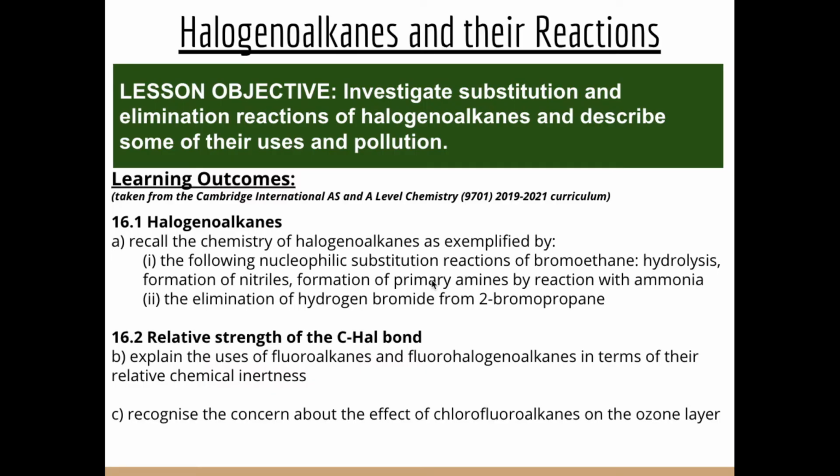That's it for our first lesson looking at the halogenoalkanes. What have we done? Recall the chemistry of halogenoalkanes is exemplified by the following nucleophilic substitution reactions of bromoethane: hydrolysis, formation of nitriles, formation of primary amines by reaction with ammonia, and the elimination of hydrogen bromide from 2-bromopropane. Then we explain the uses of fluoroalkanes and fluorohalogenoalkanes in terms of their relative chemical inertness, and recognize the concern about the effect of chlorofluoroalkanes on the ozone layer.